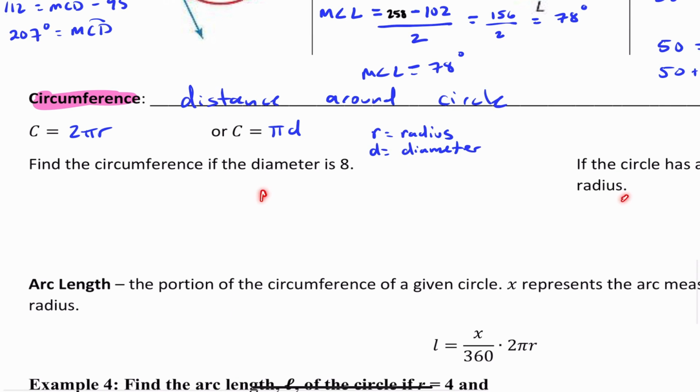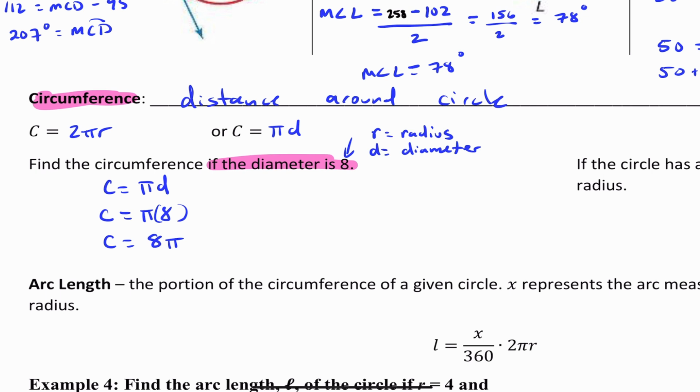Let's go ahead and look at these examples here. Number 1 says find the circumference if the diameter is 8. Now, which one do I use? Do I use the first one or the second one? Well, I'm going to use the second one because that deals with the diameter, right? So C equals pi d, and C is equal to pi times, what is the diameter? It's 8. So then your answer is C equals 8 pi.